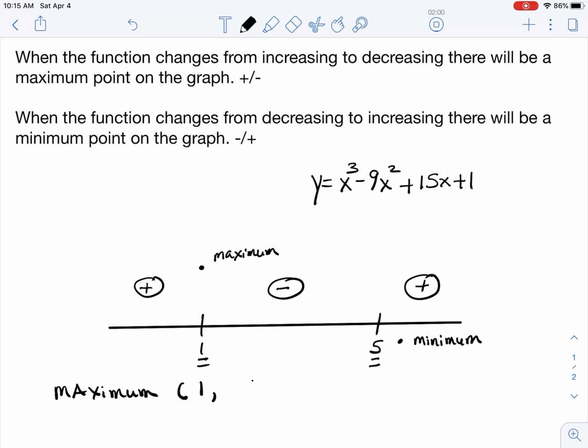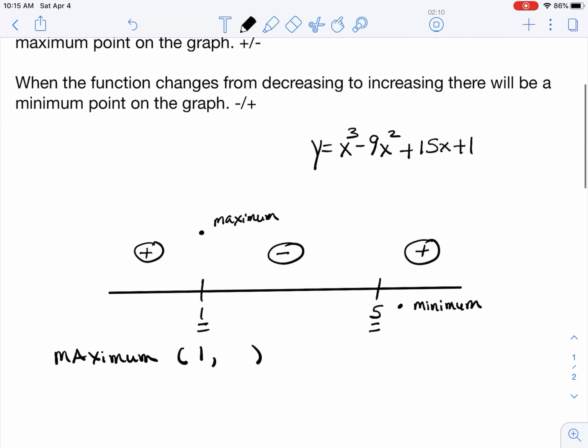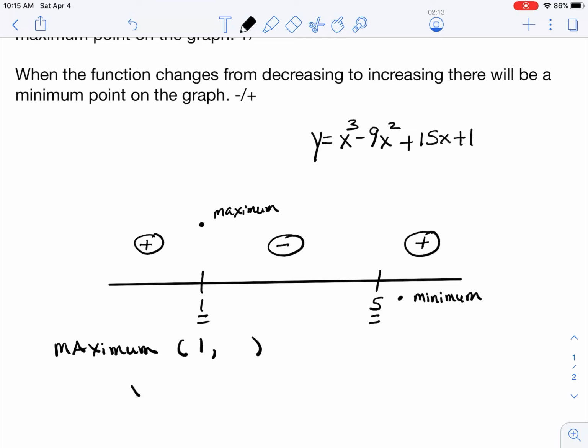at 1, something. Now that 1 and the y-coordinate is going to come from the original function. So again, I've got my original function written back up here. To get that y-coordinate, I am going to substitute 1 into the original function. You do not want to sub it into the first derivative. So you're going to work that out, and this will work out to 8. So I'm going to put 8 right here. That's going to be my maximum point on my graph.